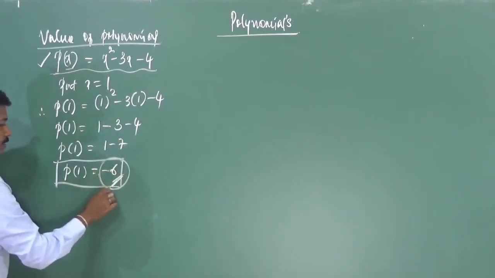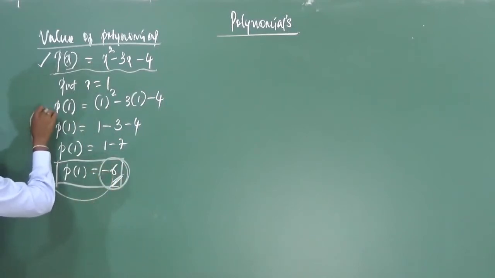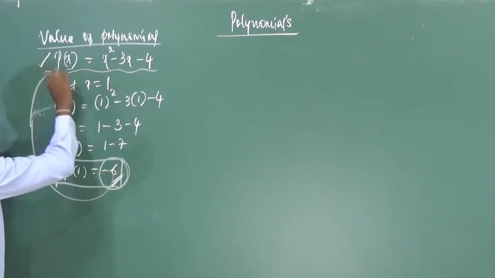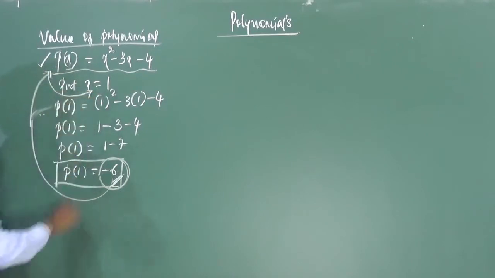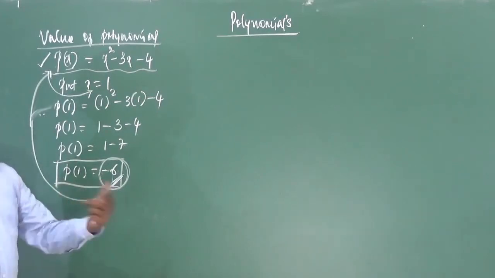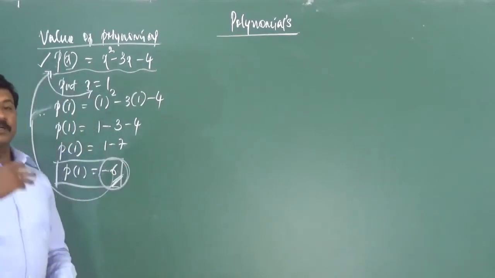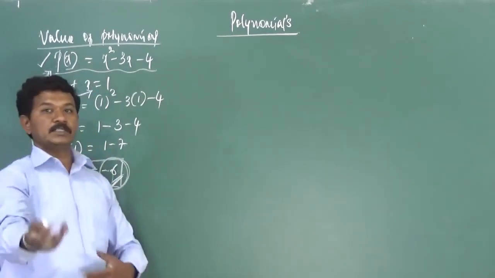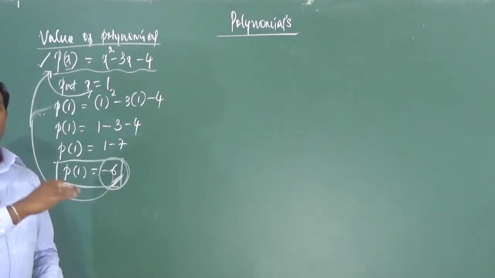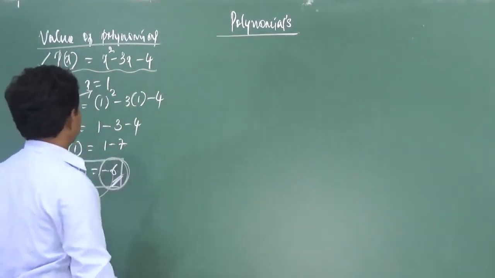So here minus 6 is called the value of p of x when x is equal to 1. So that's the meaning of this. If you put x is equal to 2, the value of the polynomial changes. If you put x is equal to minus 2, the value of the polynomial changes. If you put x is equal to 3 by 2, then the value of the polynomial changes. So as you go on giving values for x in the polynomial, the value of the polynomial goes on continuously changing. Let us go with another value.